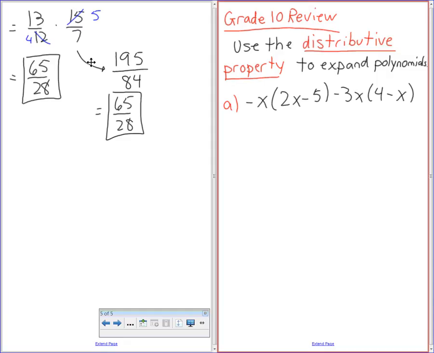Bracket for me, please, if you would. So you multiply x to 2x and negative 5. So that would be negative 2x squared plus 5x. Okay, very good. You can just hold it right there.